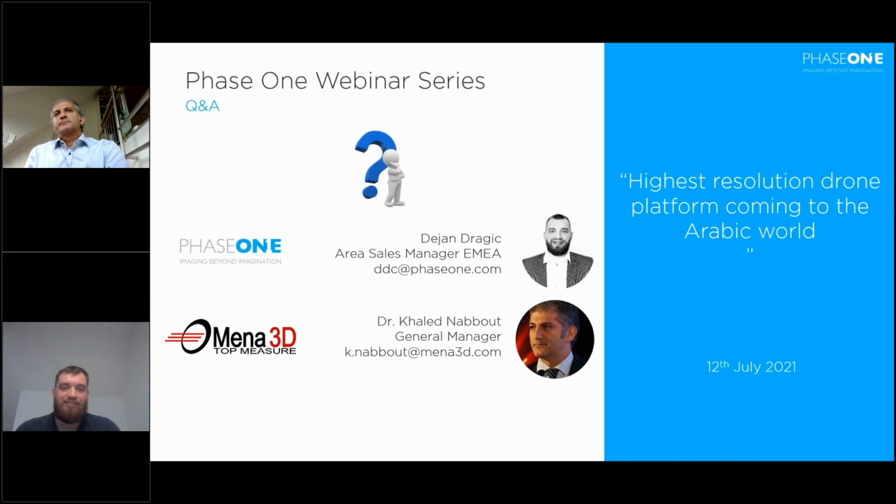Thank you. Let me just go over to the next question, which is, can I use the RTK of the drone with Phase One cameras? Yes, of course. This payload coming from Phase One is fully integrated into the DJI ecosystem, so you can use all the features coming from the DJI M300. One of them is, of course, RTK. It can be used.